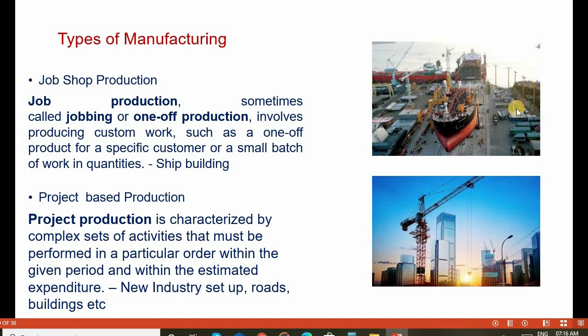Here the figure shows the manufacturing of a ship. A ship is a single object, a single job. So it's producing a particular, specified job. It's called job production.